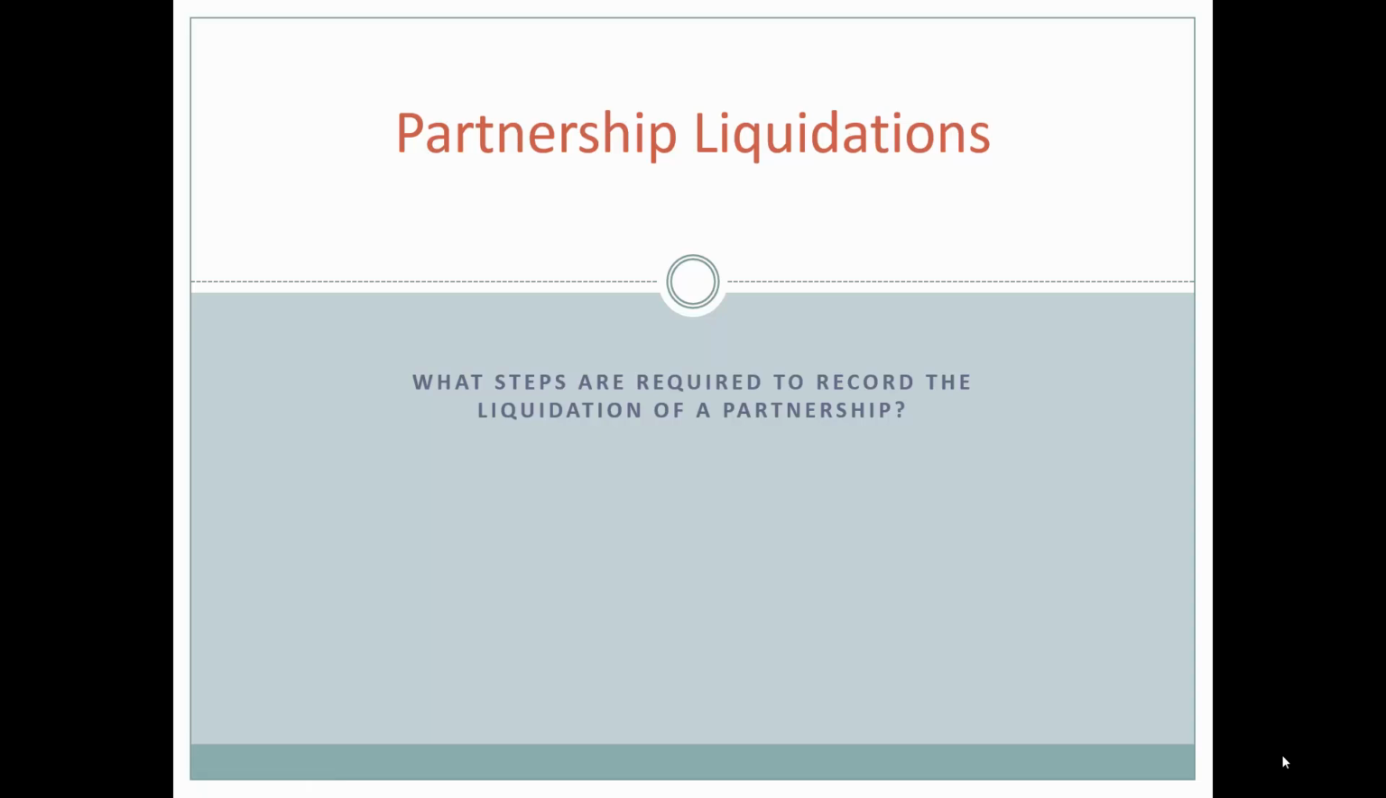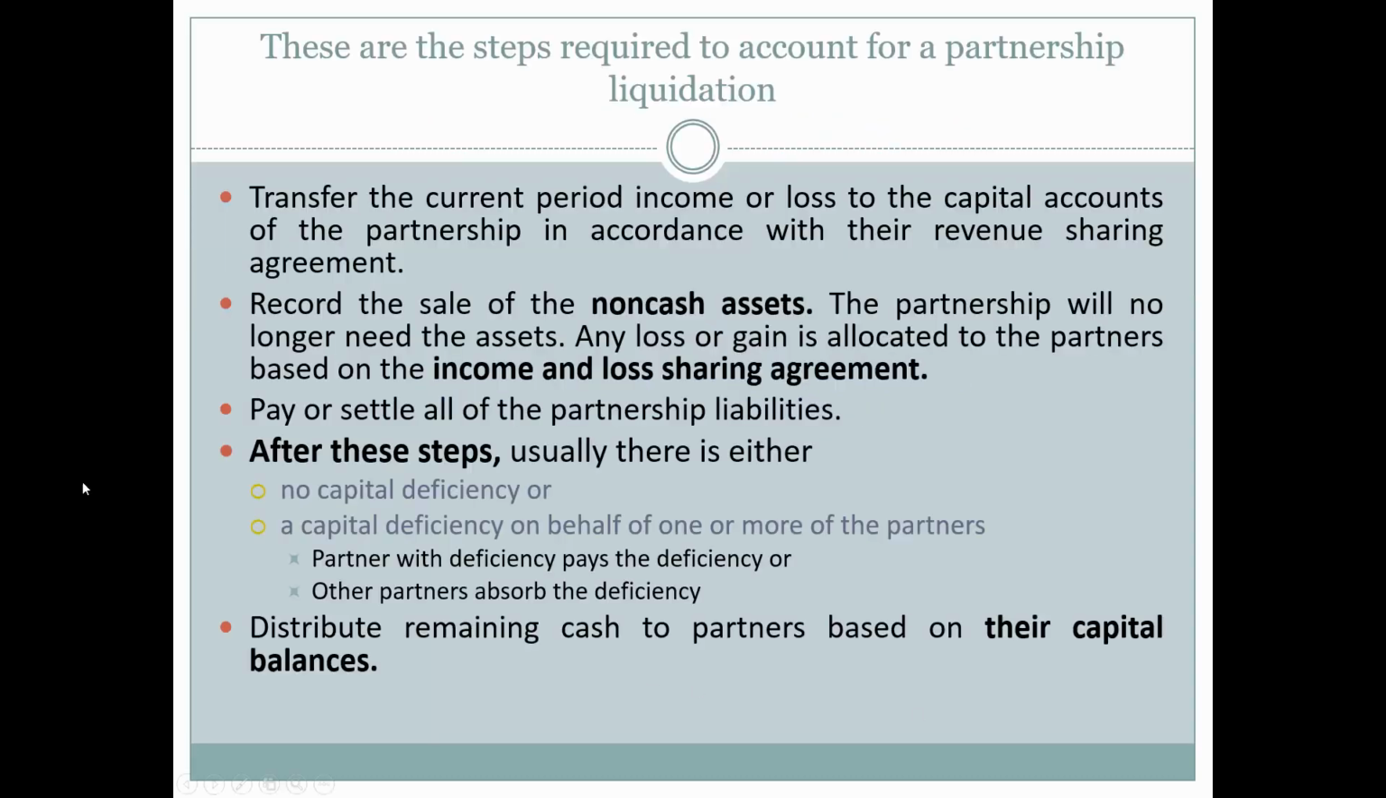Partnership liquidations. What steps are required to record the liquidation of a partnership? The first step that you want to do is the income allocation that you would normally do for the partnership. So you want to bring the current period income or loss into the capital accounts of the partnership in accordance with the revenue sharing agreement. So you want to bring this up to date in order to ready the partnership for liquidation.